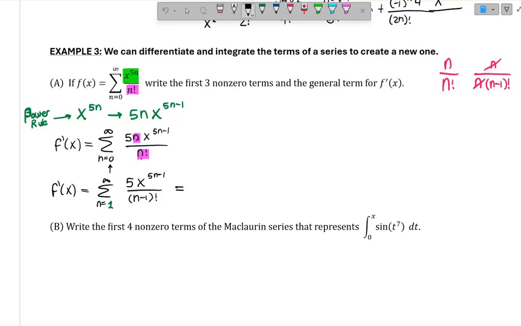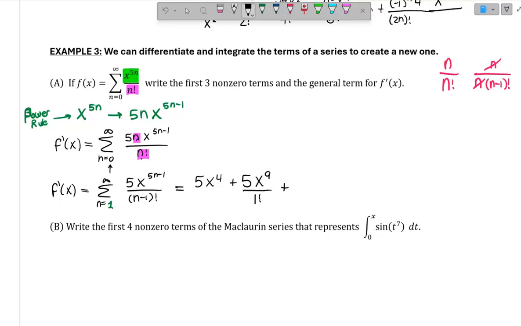So if I plug in 1, we would get 5, and then it would be 5 minus 1, so 5x to the 4th over 0 factorial, which is just 1. So we're just going to write plus now and move on to the next term. And then for the next term, we're going to plug in 2. So if I plug in 2 to this, once again, we'll have that 5. We're going to get 2 times 5, which is 10, minus 1 is 9, so x to the 9th over, now we would have 1 factorial. I'll write that, even though we know it's 1.